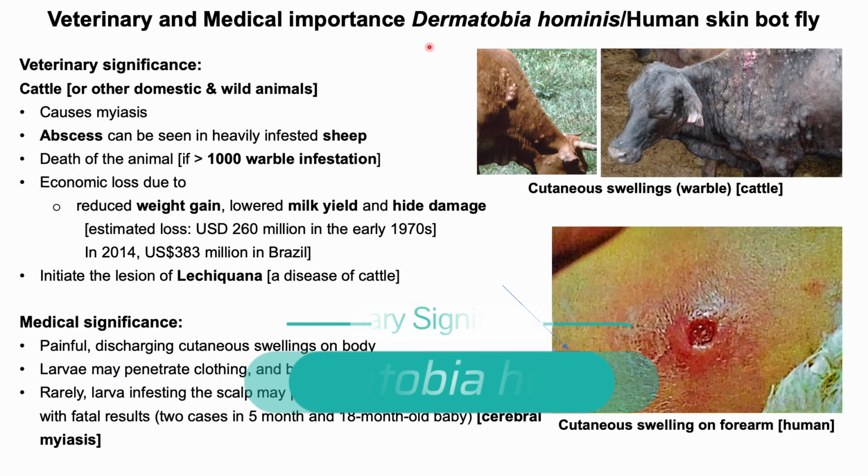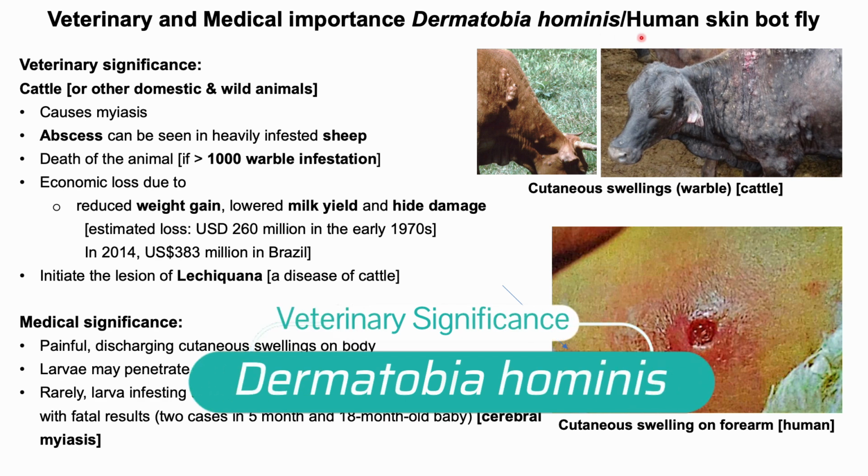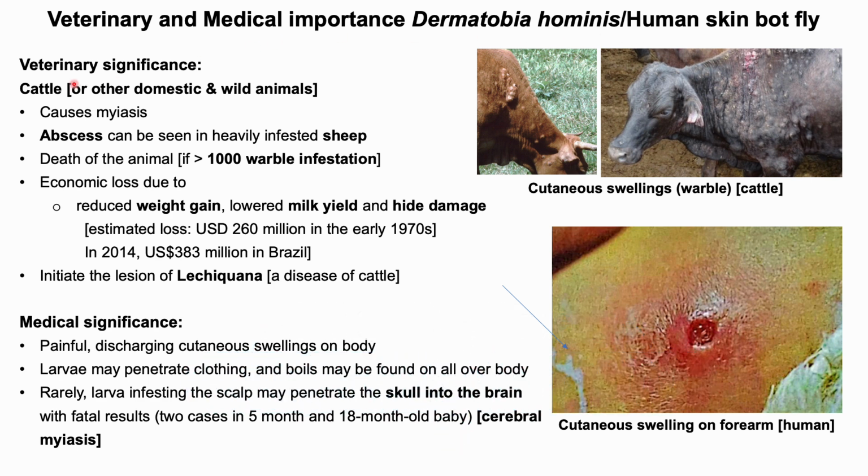Veterinary and medical importance of Dermatobia hominis, or human skin-borne fly. First, I will discuss the veterinary significance of Dermatobia hominis. This species causes myiasis in a wide range of wild and domestic animals. This is particularly important for cattle and sheep. Dogs are also frequently attacked. Cats and rabbits are less frequently attacked.